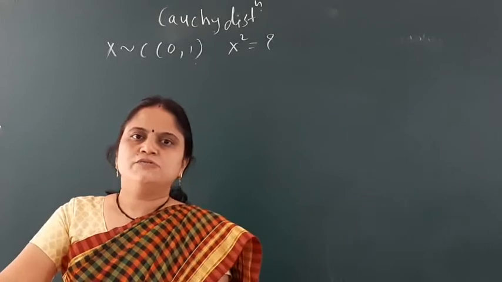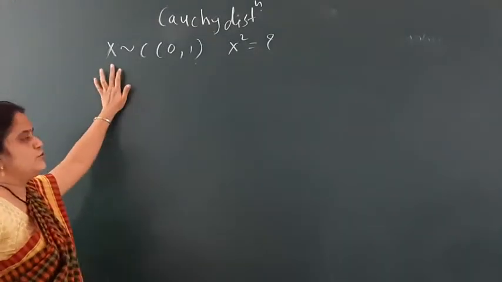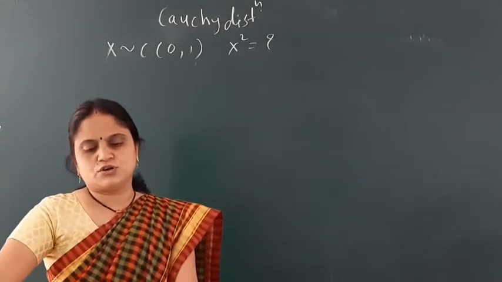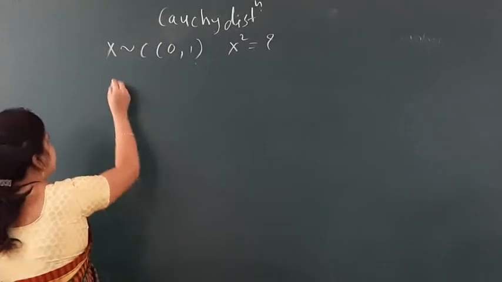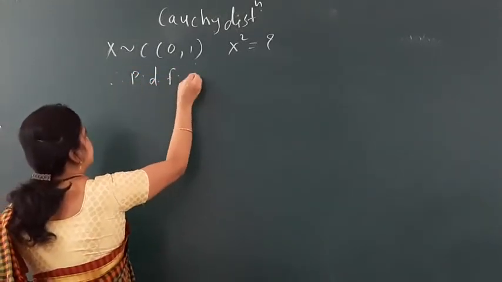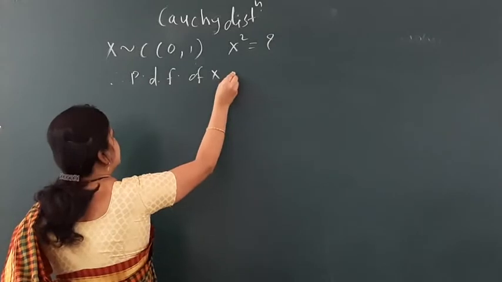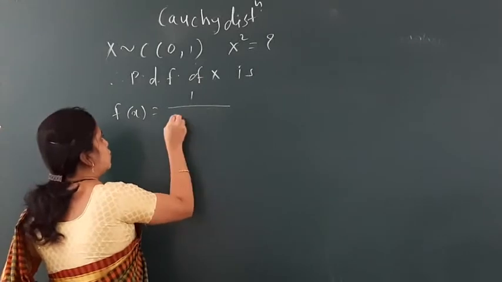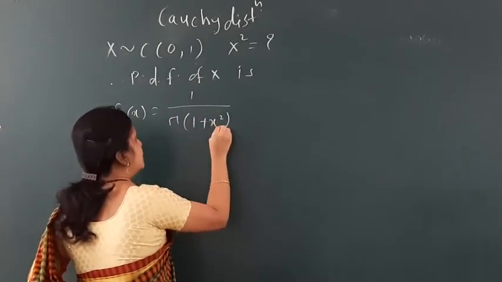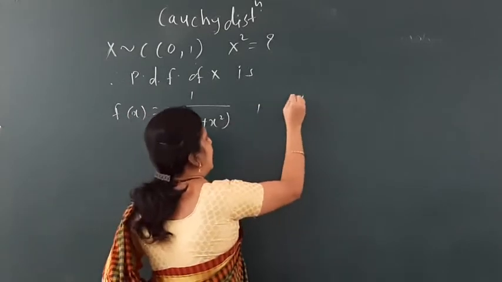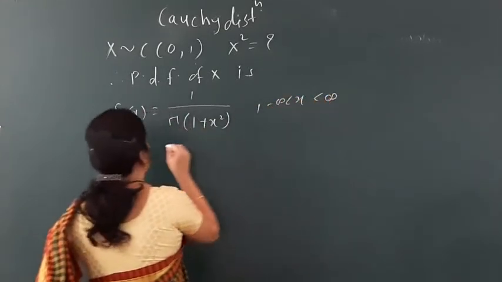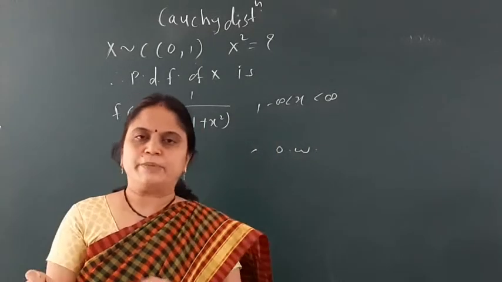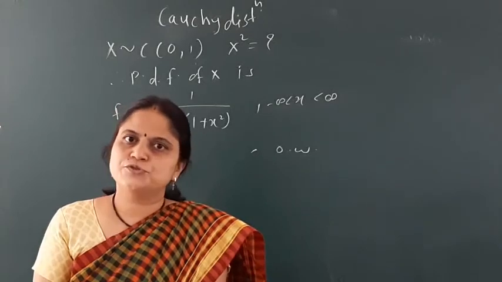Okay. So the given information is that X follows the Cauchy distribution with 0, 1. Since this is given, the PDF of this Cauchy distribution is known to me. So let me write the PDF of Cauchy. The PDF of X is f(x) equal to, since it is Cauchy with 0, 1, 1 upon pi times (1 plus x square), for x in the range minus infinity to infinity, 0 otherwise. So this is my Cauchy distribution for the given parameters. Now I need to find the distribution of X square.